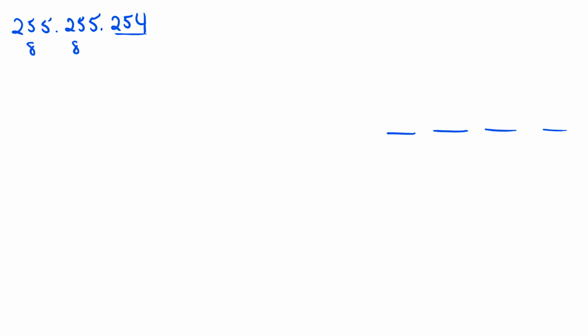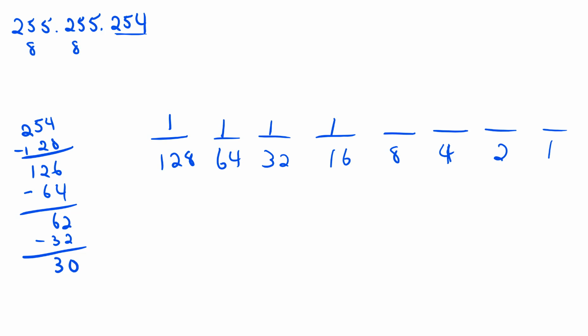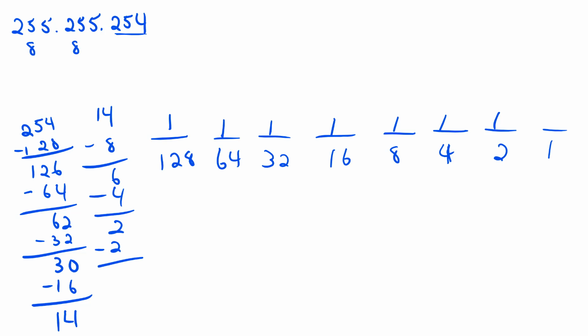1, 2, 3, 4, 5, 6, 7, 8. 1, 2, 4, 8, 16, 32, 64, 128. 254 minus 128 equals 126. 126 minus 64 equals 62. 62 minus 32, 30. 30 minus 16, 14. 14 minus 8 equals 6. 6 minus 4 equals 2. 2 minus 2 equals 0. So we put a 0 on the end here.